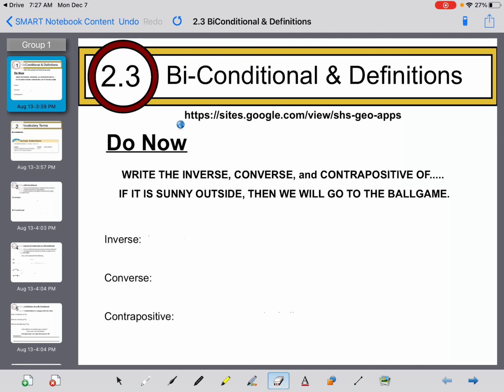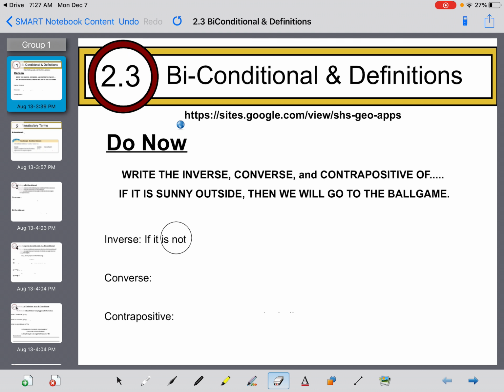All right, everyone, this is lesson 2.3, biconditionals and definitions. Now just want you to write the inverse, the converse, and the contrapositive of the following statement. If it is sunny outside, then we will go to the ball game. All right, feel free to pause the video, do it on your own, resume the video when you're ready.